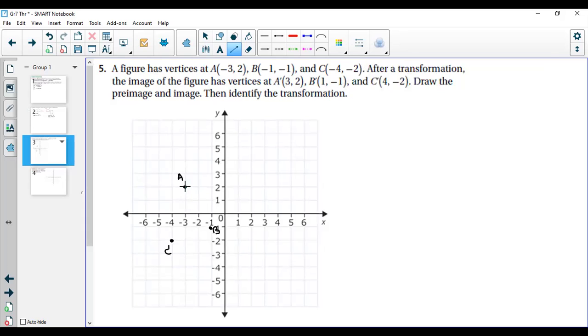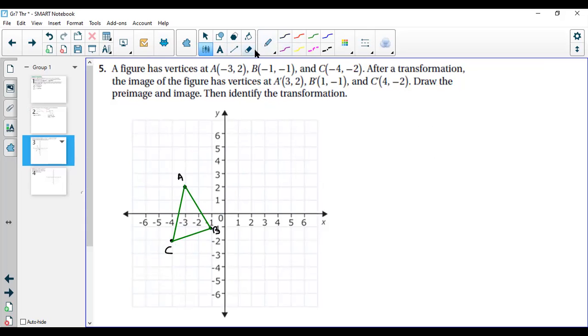So just join them, A to B, B to C, A to C. Why did I write prime here? It's only C because it's the pre-image. Sorry, it's the pre-image. Okay, now let's draw the image.